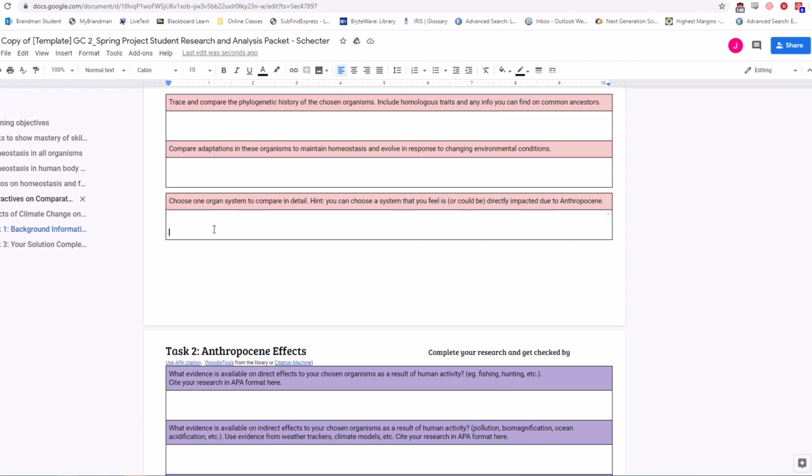And finally, choose an organ system to compare. This is really just for you to compare 2 organisms to see if they're very similar or different, and if they live differently or similarly in your environment. It's not that big a deal.